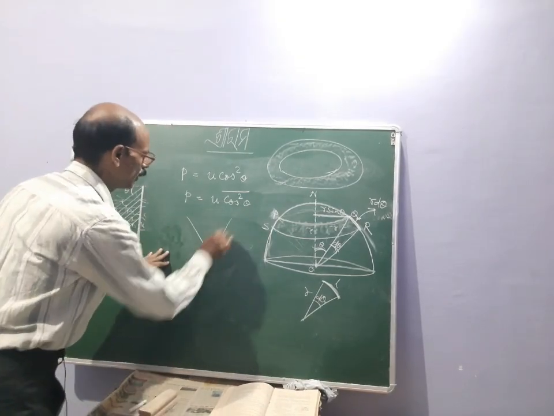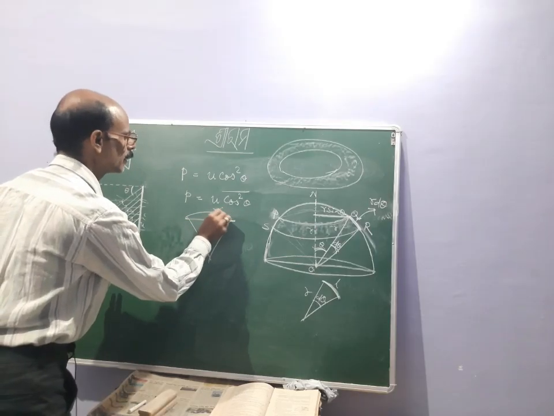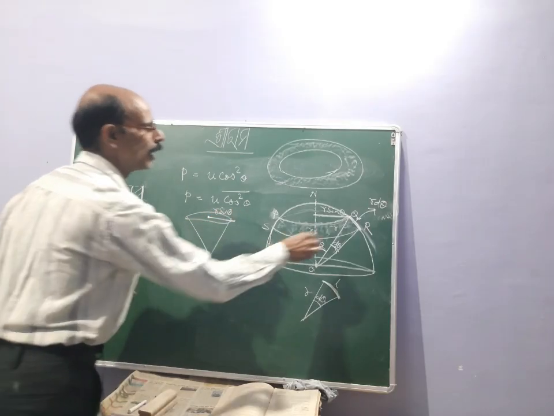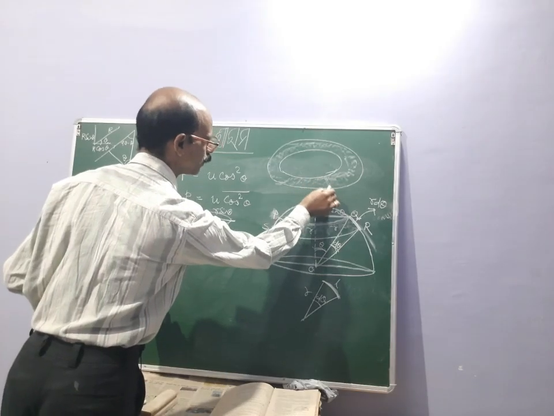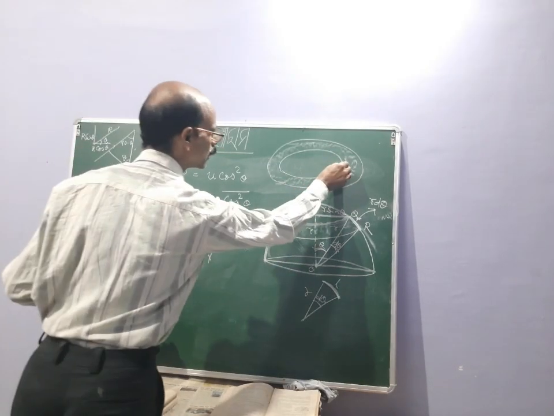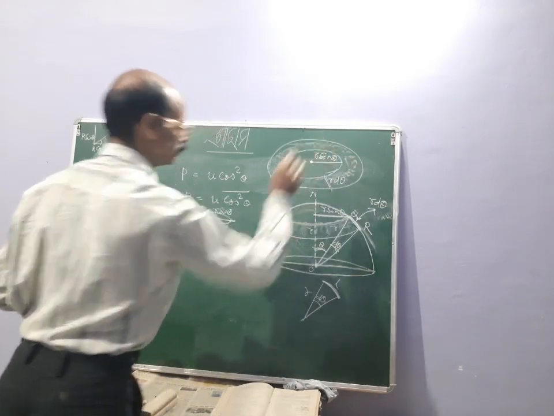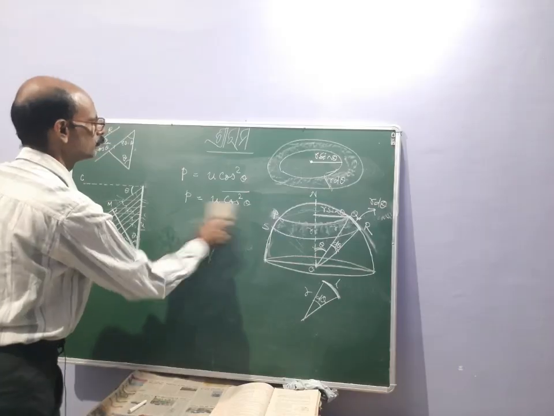जो ये जो कोन बना है इसका रेडियस है r sin θ, और ये जो स्ट्रिप है इसका विड्थ है r dθ. मतलब ये है r sin θ. समझ पाए?